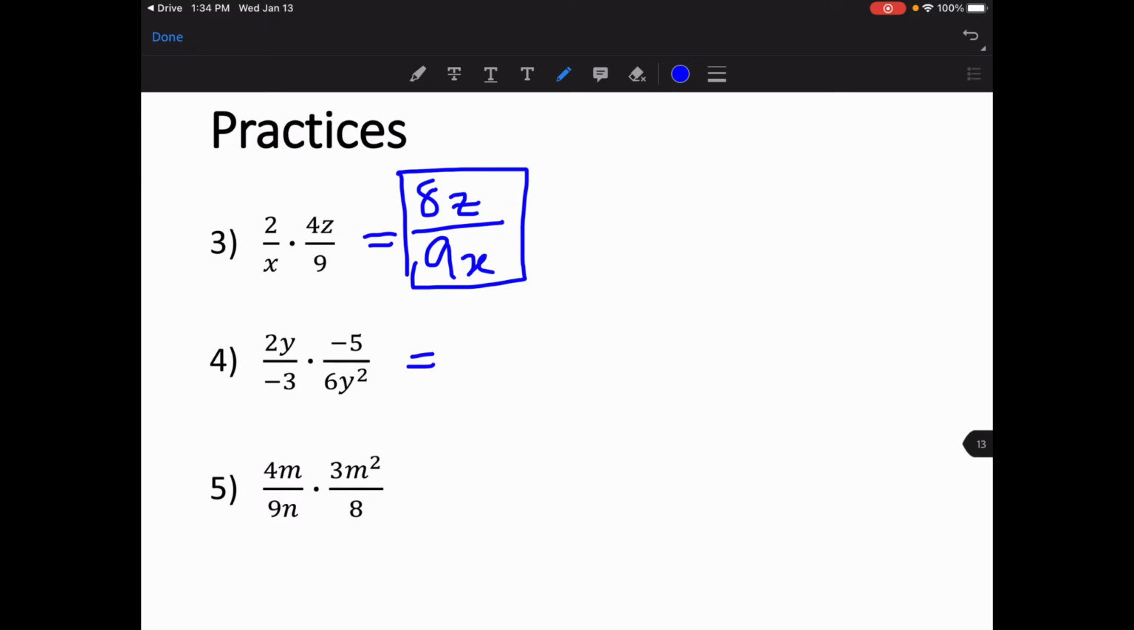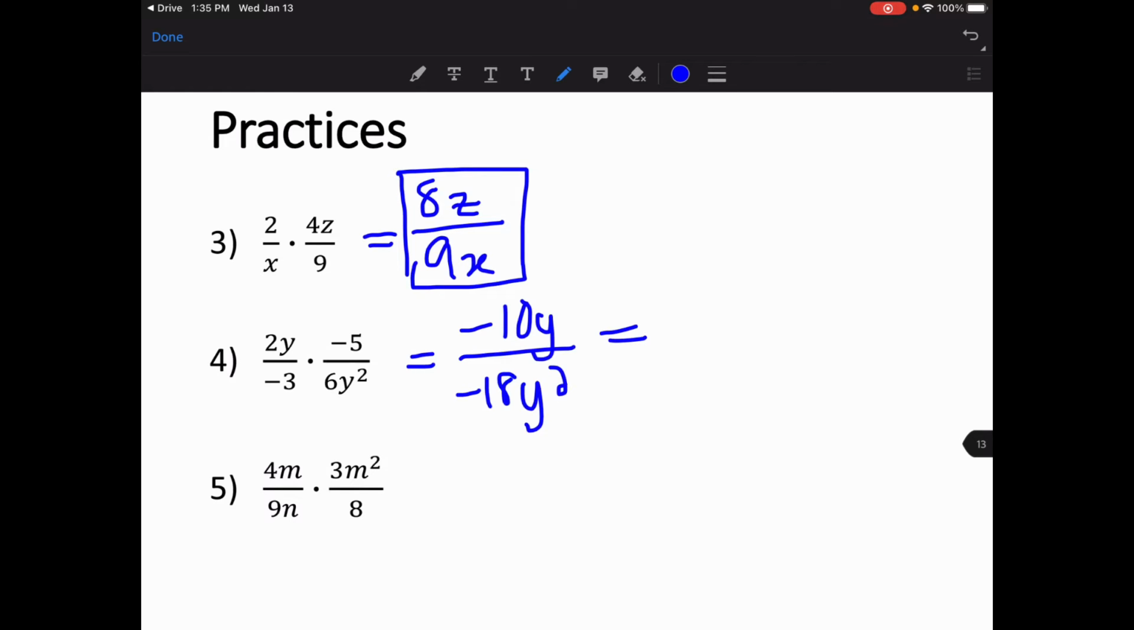Alright, number 4, I have 2y over negative 3 times negative 5 over 6y squared. We're going to multiply our numerators together. 2y times negative 5 gives me negative 10y, all over negative 3 times 6y squared is negative 18. Y squared times 1 is y squared. Now, can I simplify this any further?